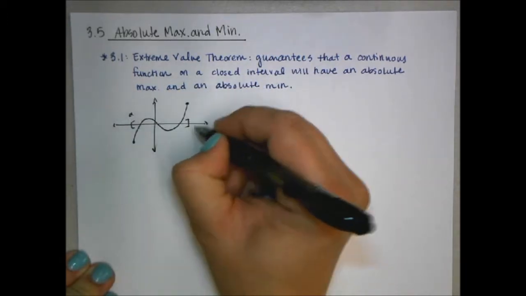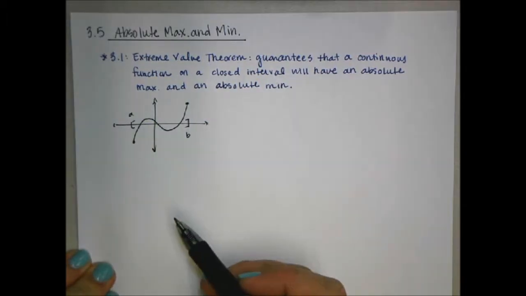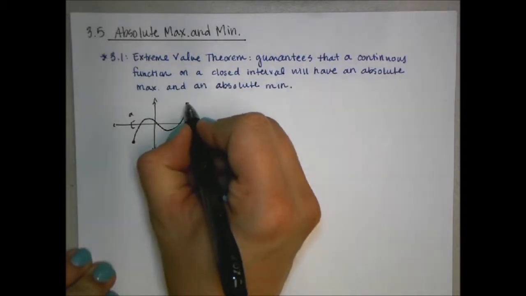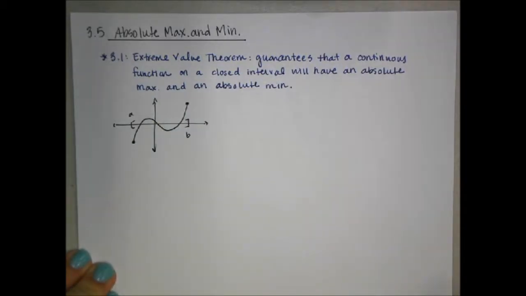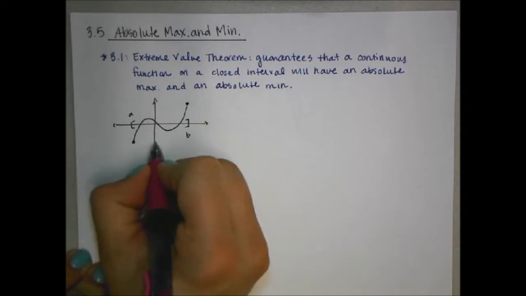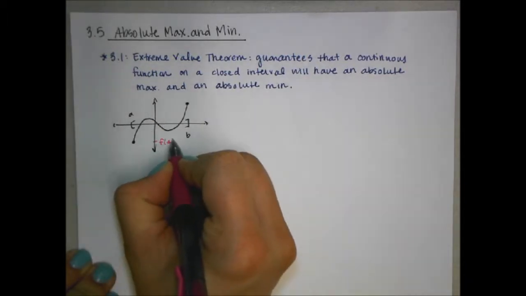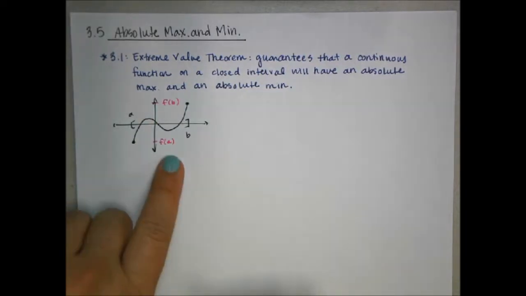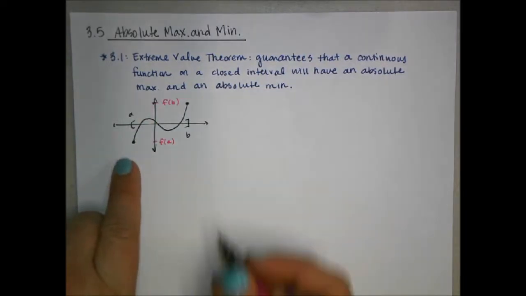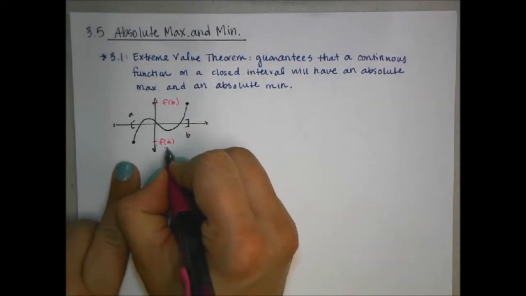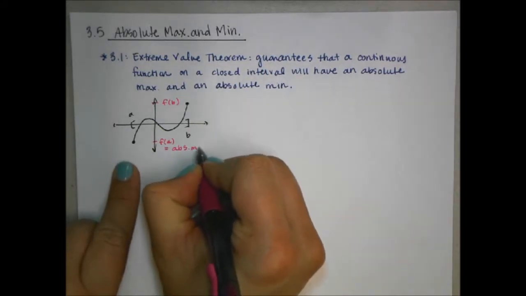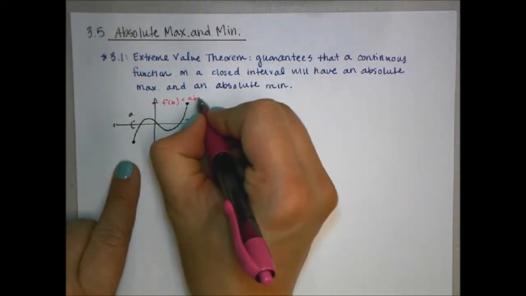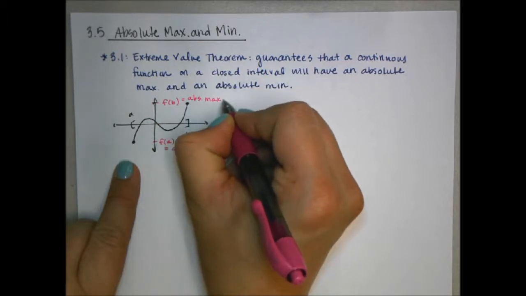So here we have a closed interval from a to b for a piece of a function. I can see that I have a lowest value and a highest value overall. So this is a, this will be f of a, b, and up here f of b. So f of a is the lowest y value, so it is the absolute minimum. F of b is the highest y value, so it is the absolute maximum.